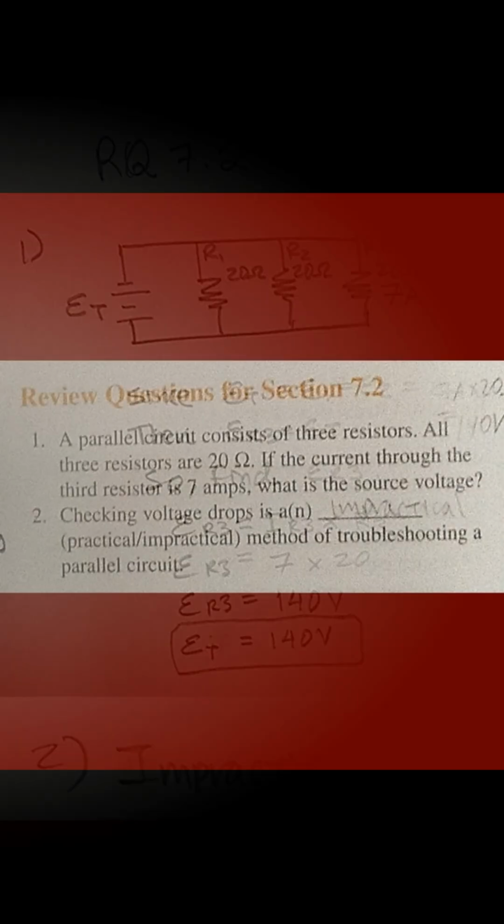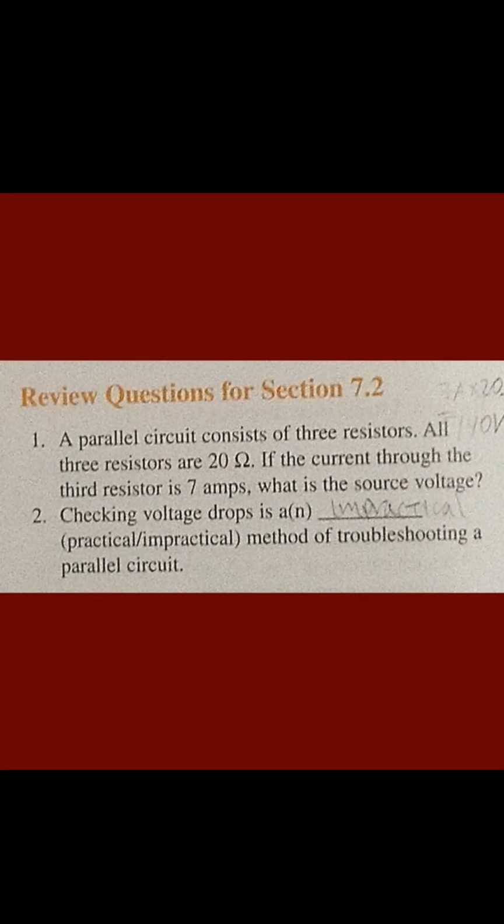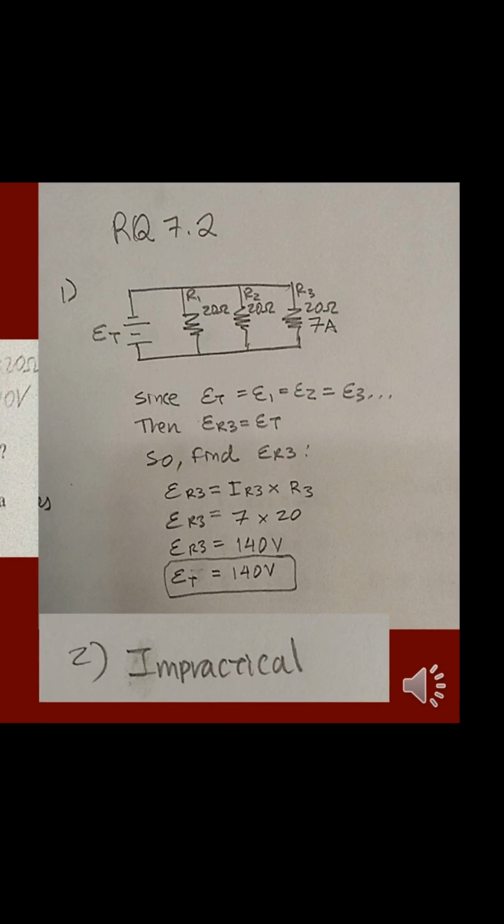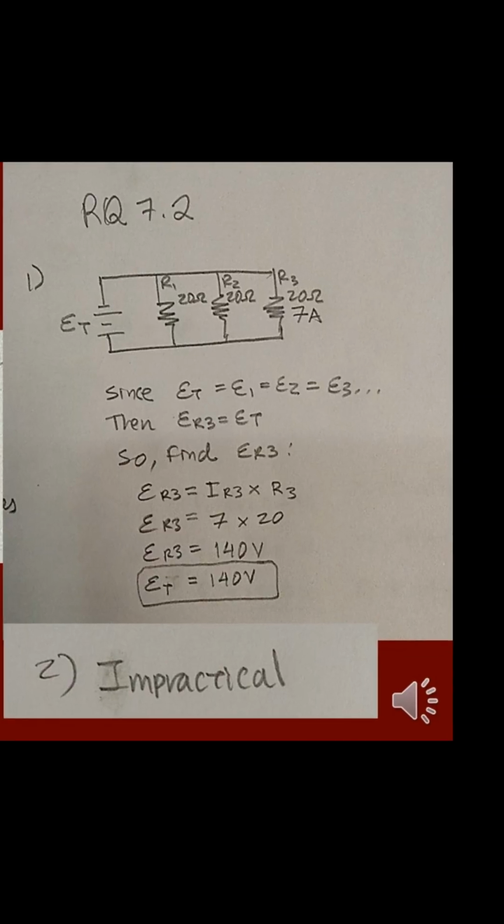Number 2, checking voltage drops is a fill-in-the-blank method of troubleshooting a parallel circuit, and the answer shown on the right side is that it is an impractical method for troubleshooting the parallel circuit.